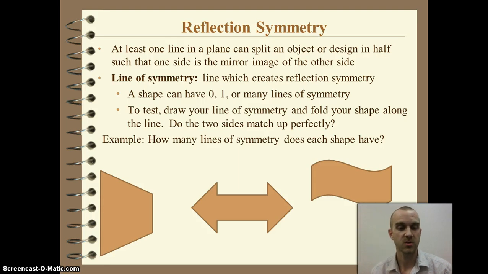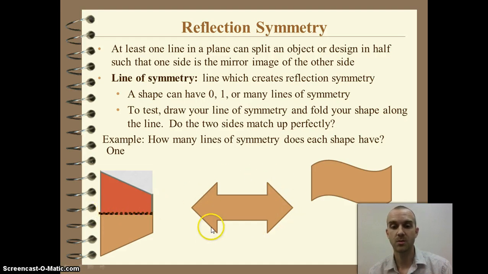So if we look at this first one, if we drew a vertical line and then took this right hand side and folded it across the line, it would not match up perfectly with the left hand side. However, if we drew in the middle horizontally and then folded up, we'd see that they do fold perfectly on one another. So we'd say there's one line of symmetry, and it'd be this horizontal line.